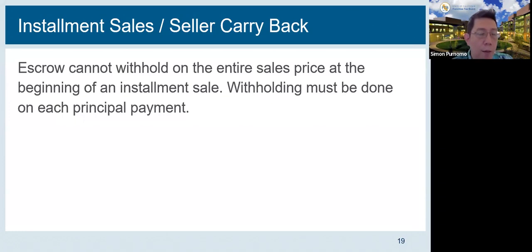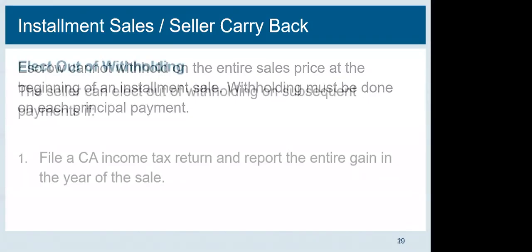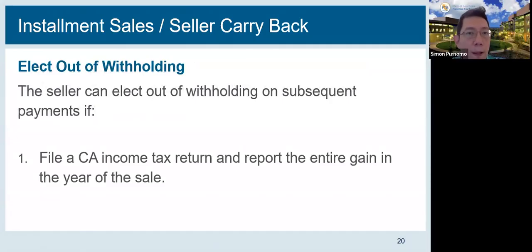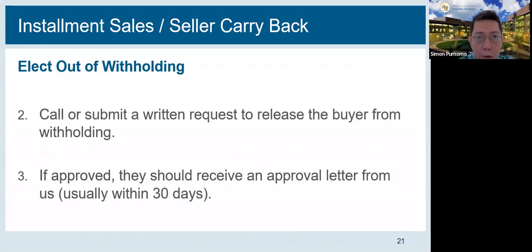But what if the seller wants to elect out of withholding on subsequent payments? Then the seller must file a California income tax return and report the entire gain in the year of the sale. And then the seller must call or submit a written request to the Franchise Tax Board to release the buyer from the withholding. If approved, the seller will receive an approval letter from the Franchise Tax Board normally within 30 days.